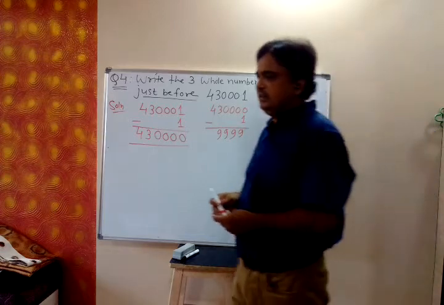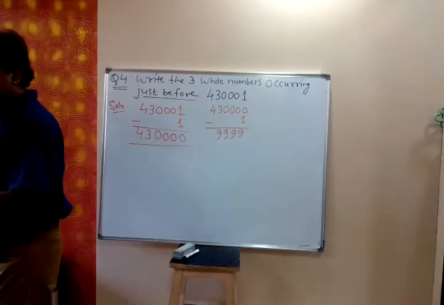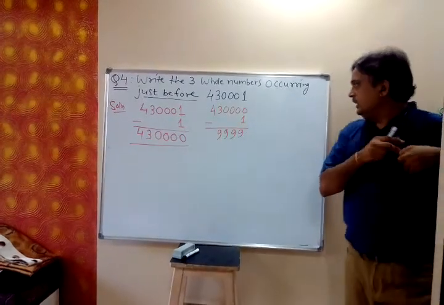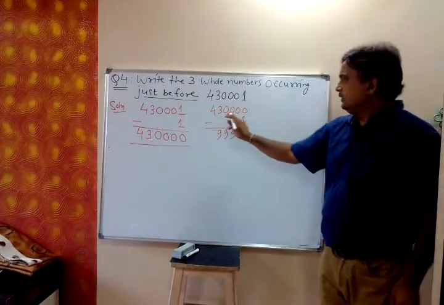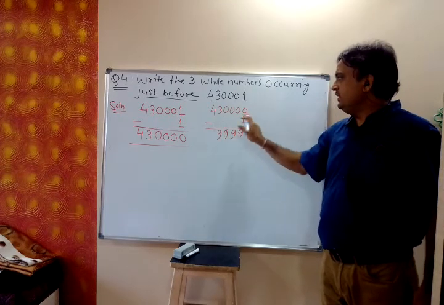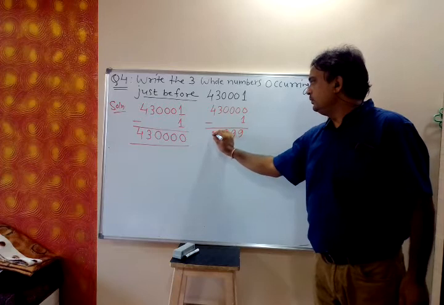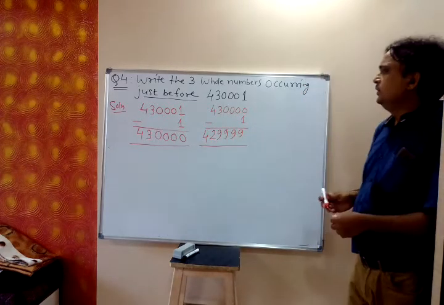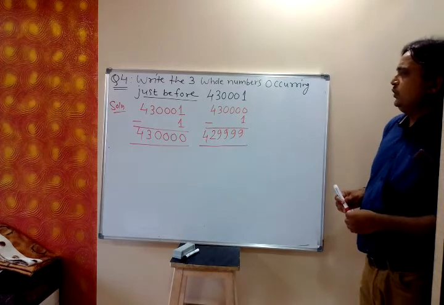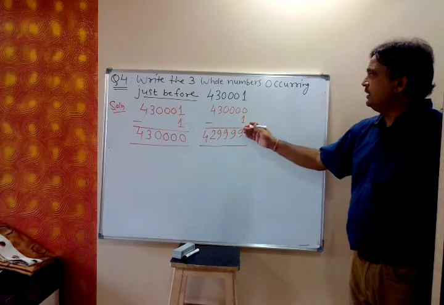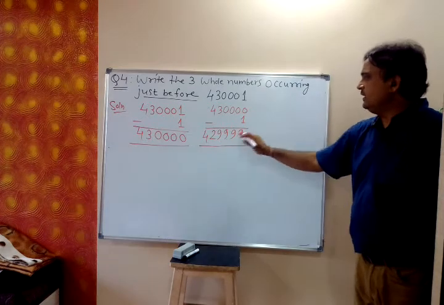Then this is 9. Then 1 is carried there. So in place of 3 it will be 2. And then 4. So 4,29,999. For the third whole number before this, from this I will subtract 1.